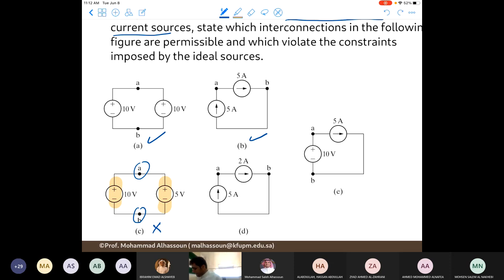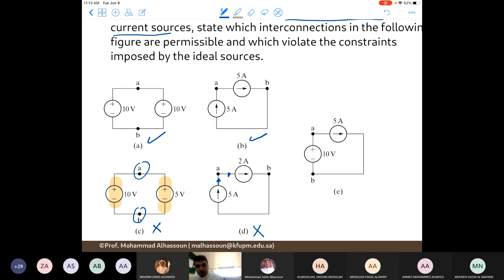Abdullah al-Jiri? Yes. For D, it is not valid. Why? Because the currents are not the same. One is 5 and one is 2. Yes, exactly. D is not valid because the current passing here is 5, then all of a sudden here it's 2. Remember, current is based on charges, and charges are conserved. And the fact that we have an ideal current source makes it impossible to have this connection. Very good.